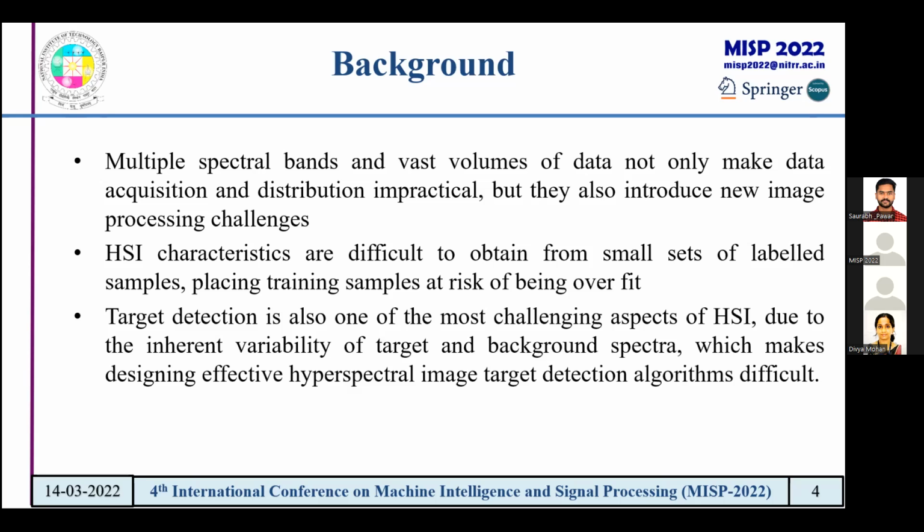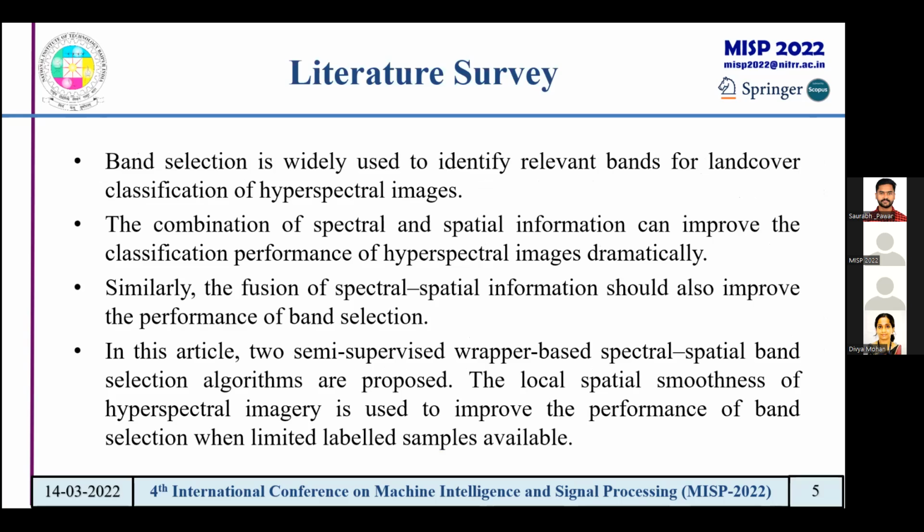So going on to the literature survey part, band selection is widely used to identify relevant bands for classification of hyperspectral images, and the combination of spectral and spatial information can improve the classification performance dramatically. Similarly, the fusion of spectral and spatial information should also improve the performance of band selection. In this paper, two semi-supervised wrapper-based spectral-spatial band selection algorithms are proposed, and the local spatial smoothness of the hyperspectral imagery is used to improve the performance of band selection also.